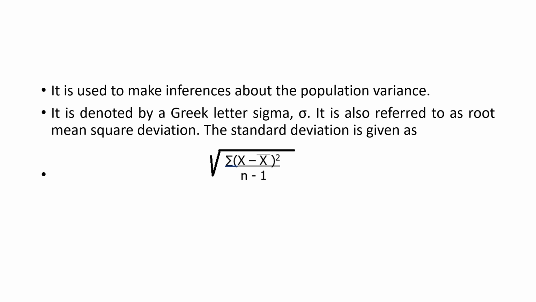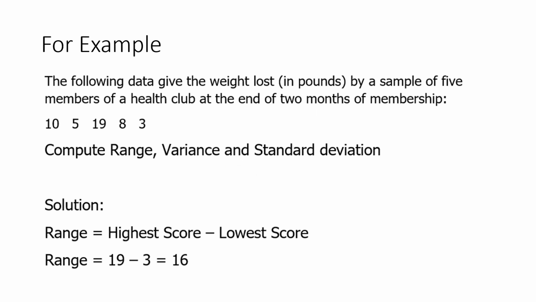So let's look at an example, to analyze our explanation of the measure of dispersion. The following data give the weight loss in pounds by a sample of 5 members of a health club at the end of 2 months of membership: 10, 5, 19, 8, 3. Compute the range, variance, and standard deviation.